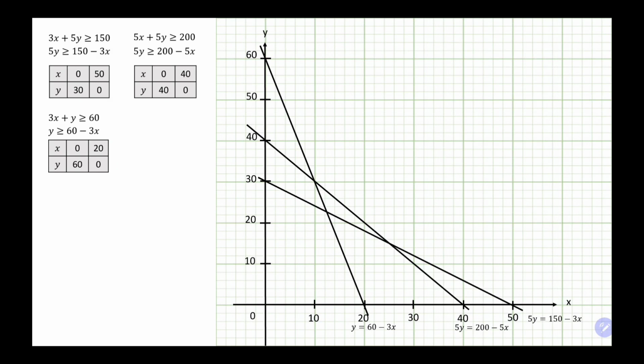Next, we determine the feasible region. First line, greater than. Second line also greater than or equal, and last line also greater than or equal, then we can conclude our feasible region is here. Then we take out our corner points. First (0, 60). Second point, we have (10, 30). Next point, we have (25, 15). And last point, we have (50, 0).